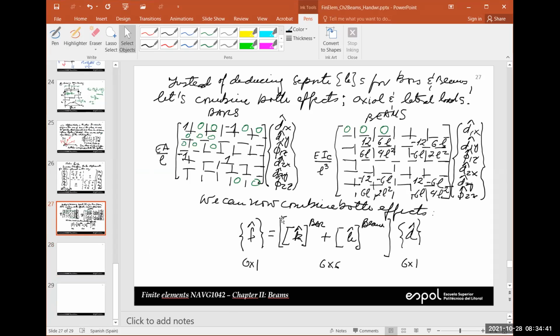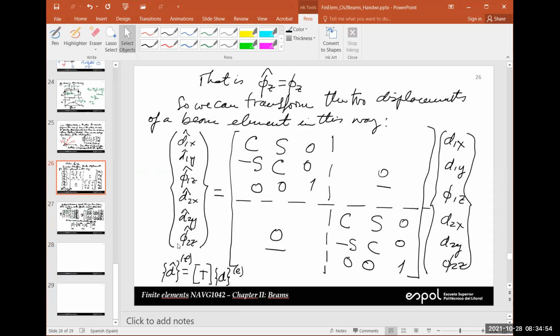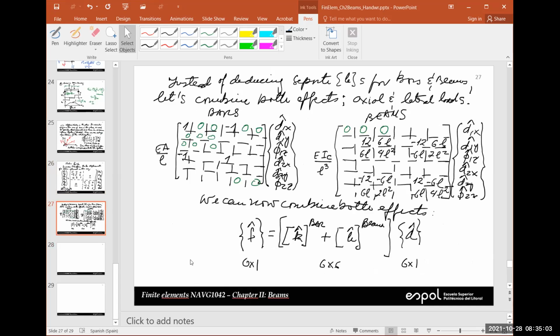So we have this matrix 6 by 6 composed of these elements and these elements. Each one, we have to be careful because of the position. And what we can do is we can apply now this transformation, not only for the displacement, but also for the external forces.